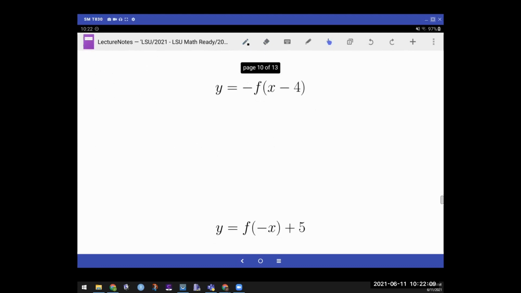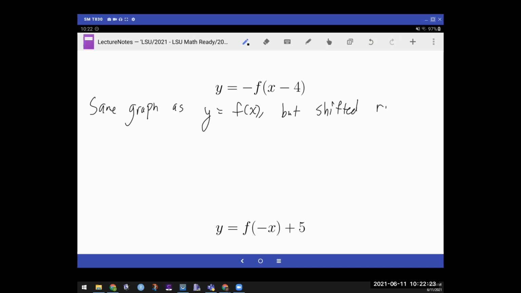Okay, let's try this one. This one's going to be the same graph as y equals f of x, but shifted right 4 units and reflected across, it's on the outside of the function, so x-axis again.